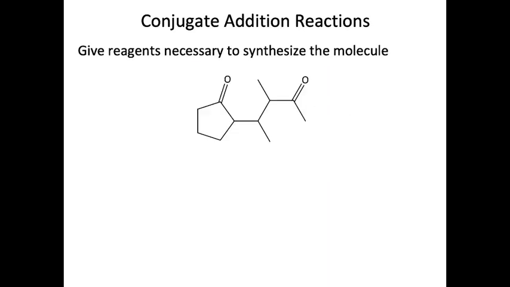Conjugate addition reactions. So if we were to try and synthesize this molecule, what bonds could we potentially make? You'll notice that we're looking at a larger carbon structure. We've got two carbonyls, so this could be a red flag that we're doing conjugate additions, like we just talked about. Maybe that could make sense.